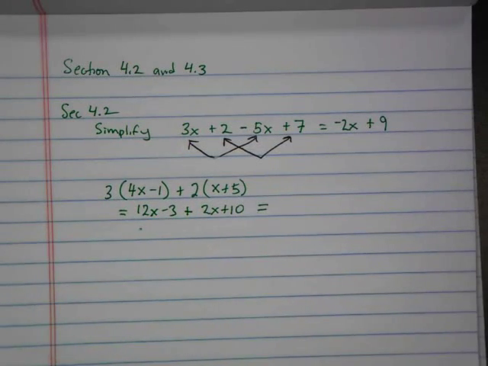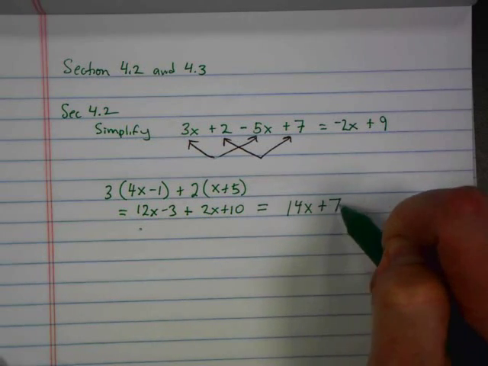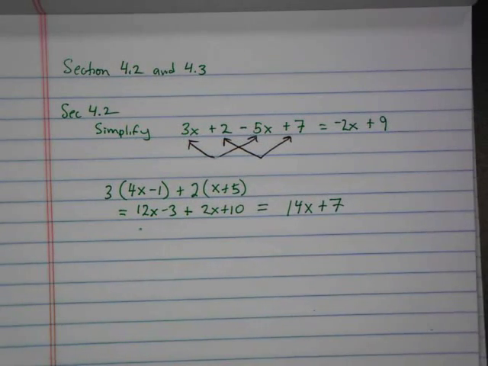Once again, we look for our like terms. We combine our like terms. What do we get? 14x plus 7, because minus 3 plus 10 is 7. Very good. Questions on that?